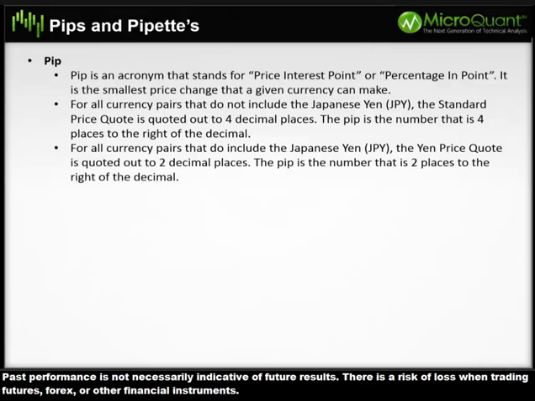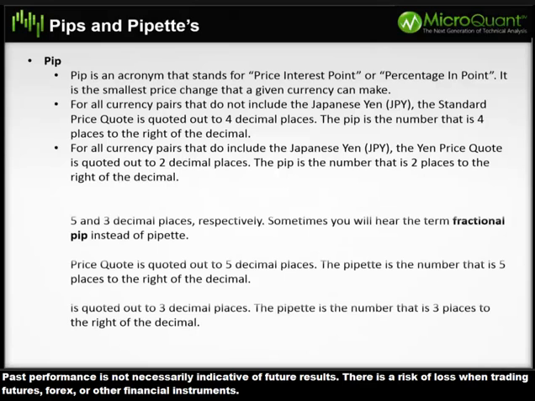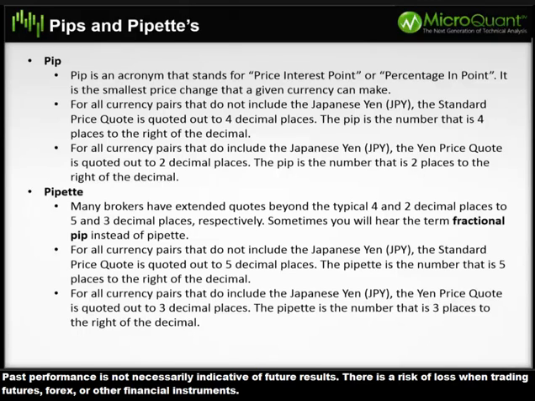Now, the pipette is not referenced as much, but it is used quite often. Many brokers have extended their regular quotes out from 4 and 2 to 5 and 3 decimal places respectively. So sometimes you'll hear the pipette referenced as a fractional pip or a point or half pip. It's really to help give you a better entry point and a better feel of what the market's doing. It gives you a little more accurate pricing.